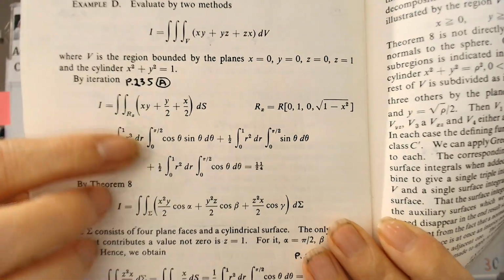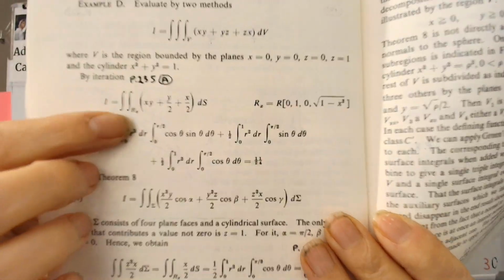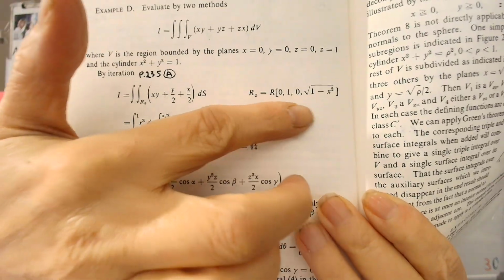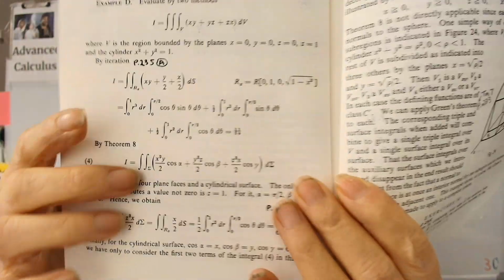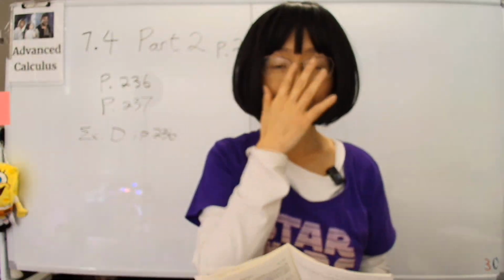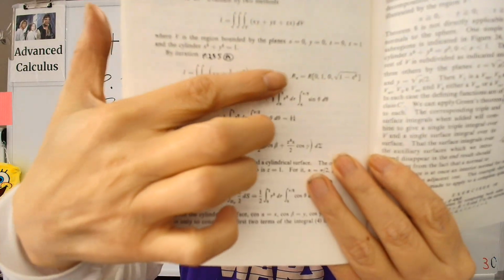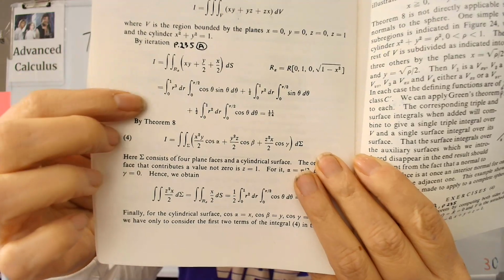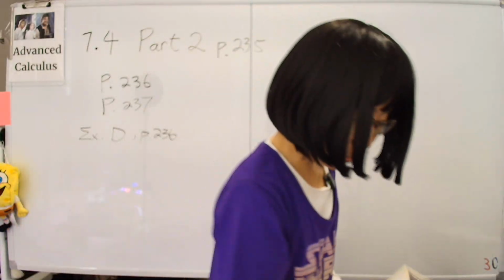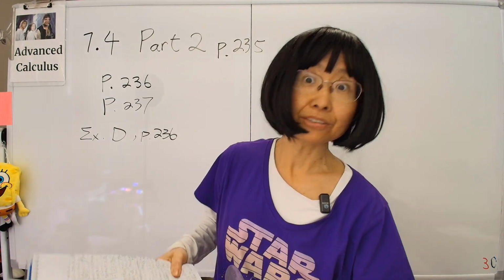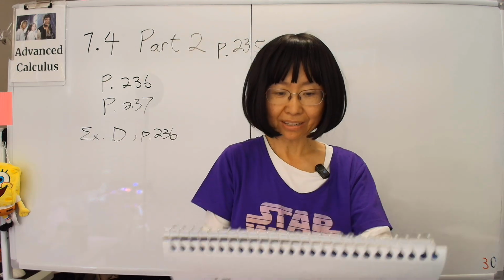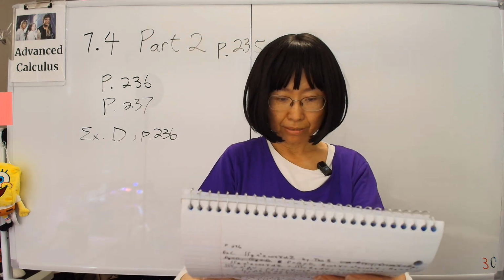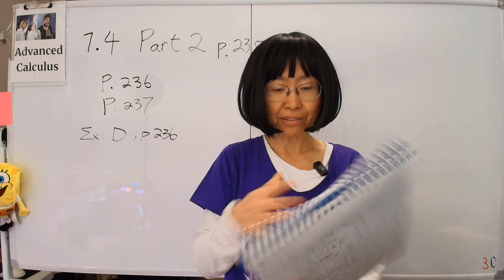We are integrating over Rx, where Rx is the bottom of the cylinder that got quartered. So it looks like that. And once we have this, the next step is just to plug in the cylindrical coordinates, because we are working on the cylinder. Let me find it. I'm looking at the wrong page.